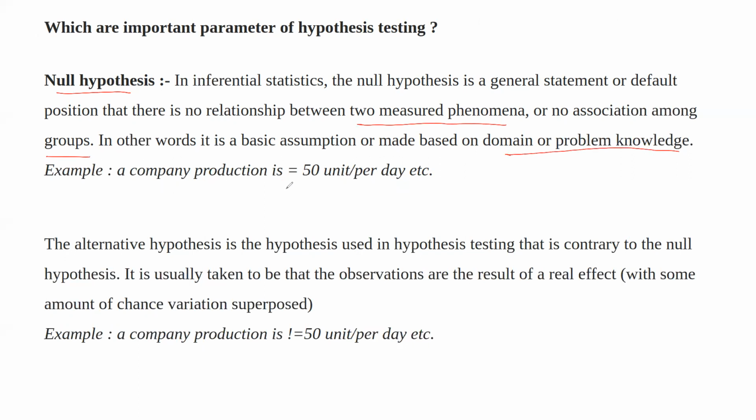So let's say a company is claiming that its production is 50 units per day, right? Or let's say in our earlier case, it was that the height of boys is greater than the girls. So in this case, the null hypothesis will be 50 units per day.